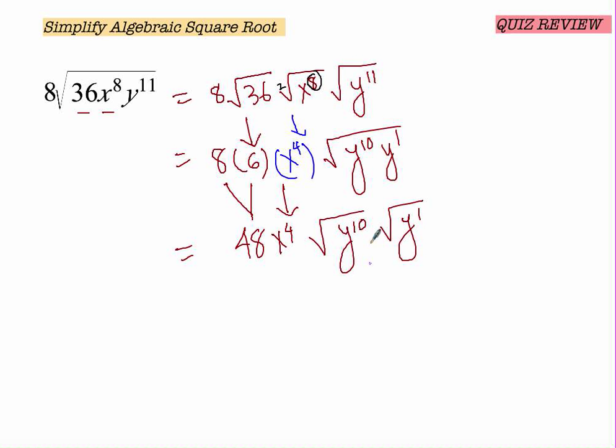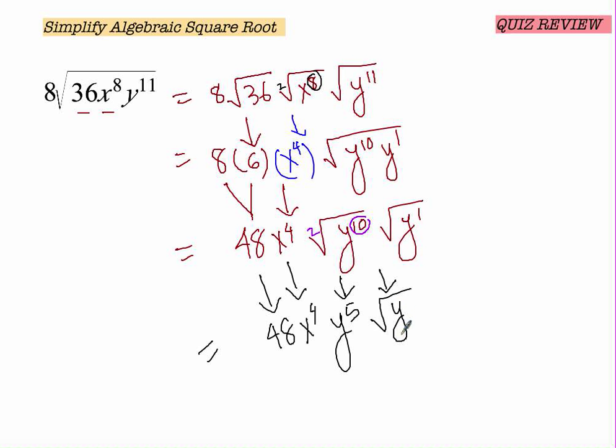Now we repeat the same thing here. We have an even exponent and we're taking the square root. So we can take this exponent and just divide it by 2. 10 divided by 2 is 5. So this one will simplify to y to the power of 5. And then we're left with this single square root term, the square root of y to the power of 1, which is the same thing as y. And this is all we can do. We cannot simplify any further. So that's the answer.